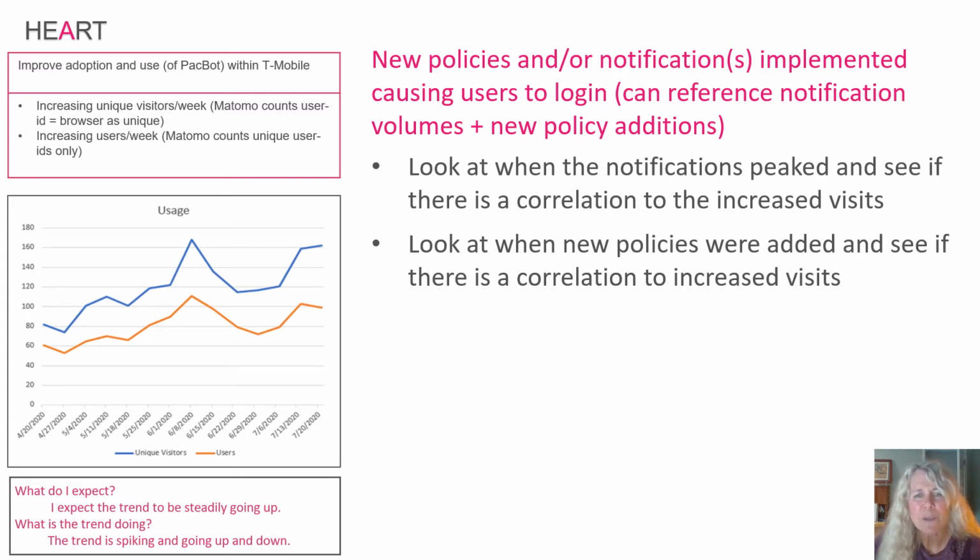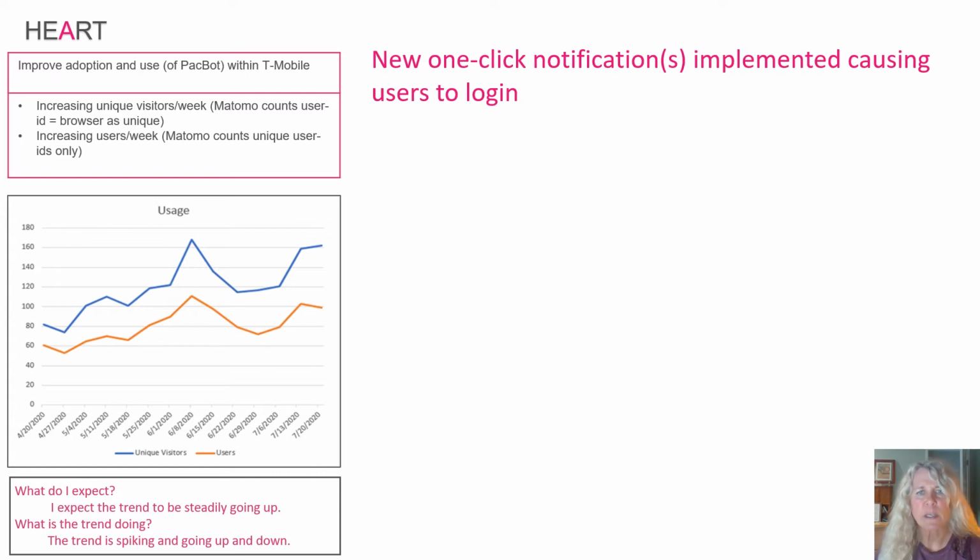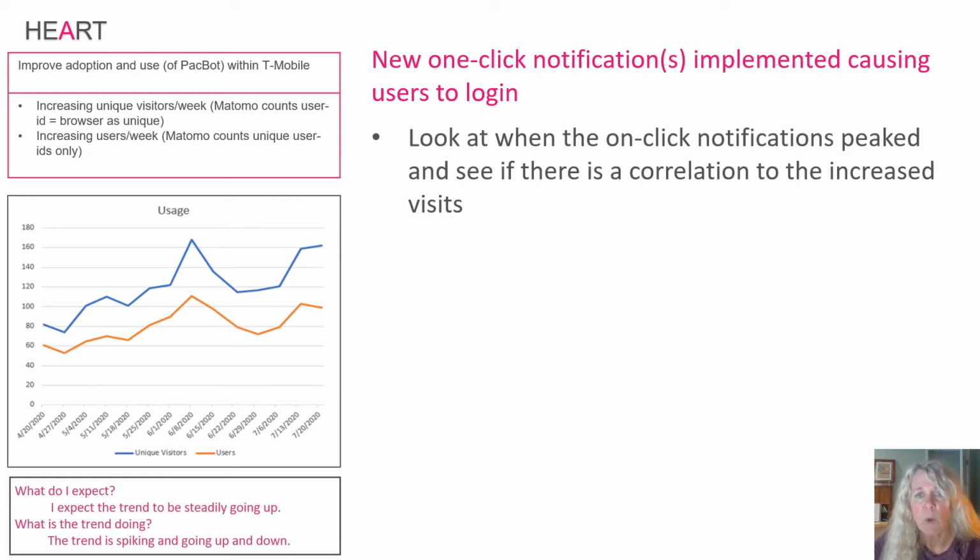So that is the most probable thing, but we looked at other options as well. One of the other possibilities is a special kind of notification, and that's one-click notifications. This is kind of new for this year, and the team really wants to understand how these one-click notifications are driving usage of the tool. And so they again want to do just what they did with the others, which is look at when they're introducing these new one-click notifications and see if there's a correlation with increased visits. All right, so all those are pretty simple and straightforward. Let's look at other options.